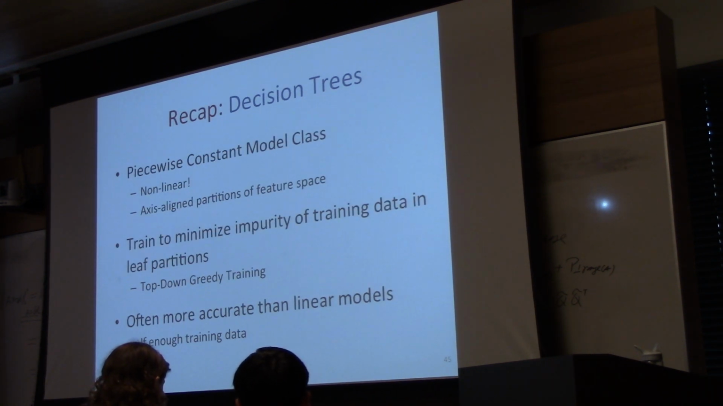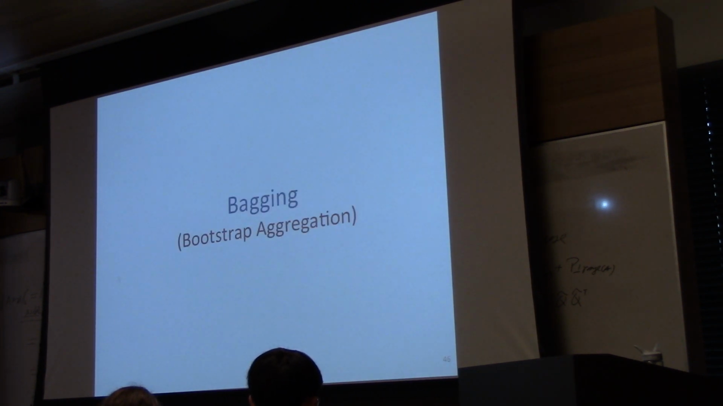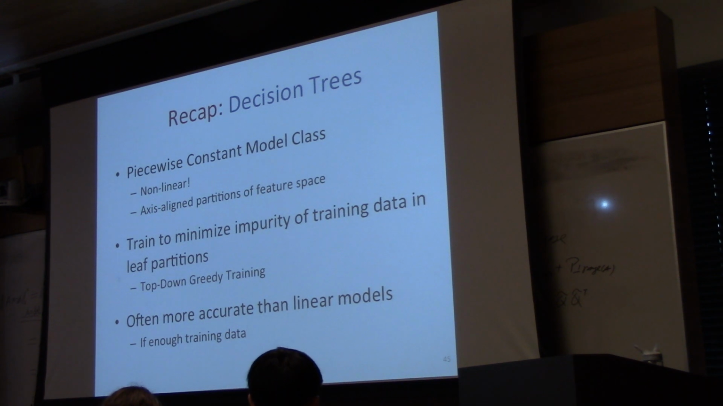Recap of decision trees. Piecewise constant model class, highly nonlinear. It induces an axis-aligned partition of the feature space because the dominant mode of decision tree training is to use single feature binary queries. You try to minimize the impurity of the training data in the leaf partitions, and they're often more accurate than linear models, provided you have enough training data. Okay, any questions about basic decision trees?